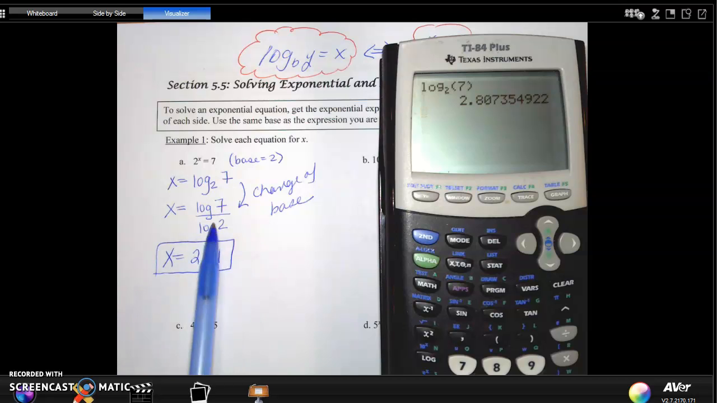You can also do the same thing on this calculator that we did on the small blue calculator, which is just using the LOG button, log of 7 divided by log of 2. You could also do that. It comes up with the same answer. So whichever way you would like to do it is fine.